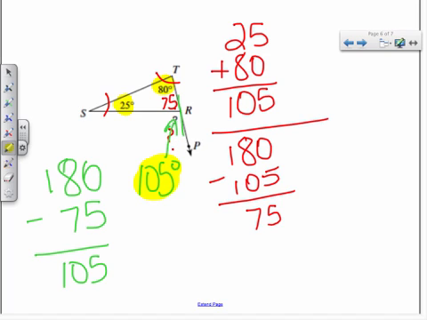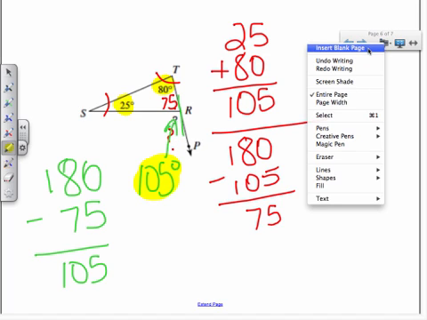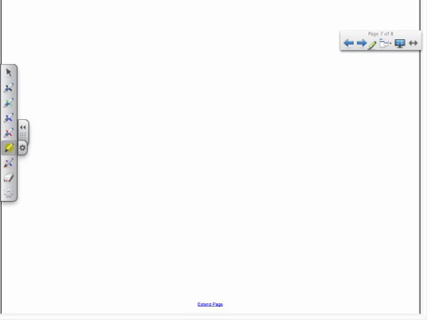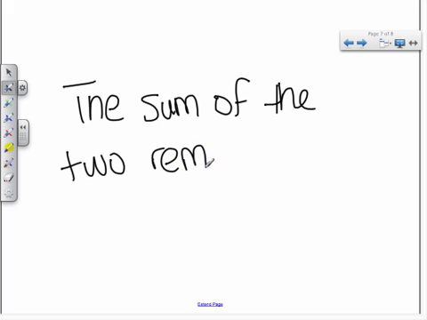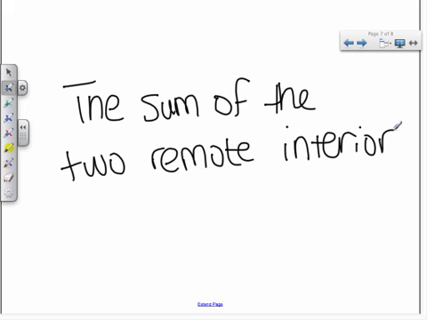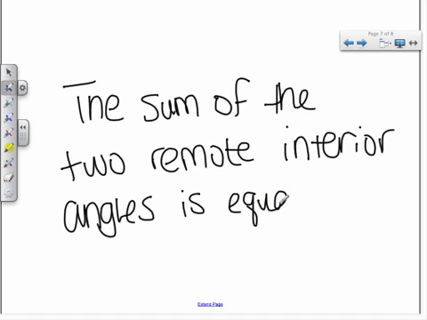So I need you all to please find some space on your paper, and I want you to write down that the sum of the two remote interior angles is equal to the exterior angle.